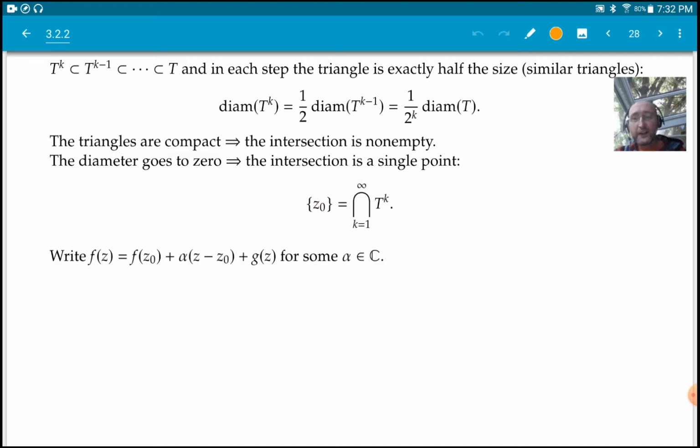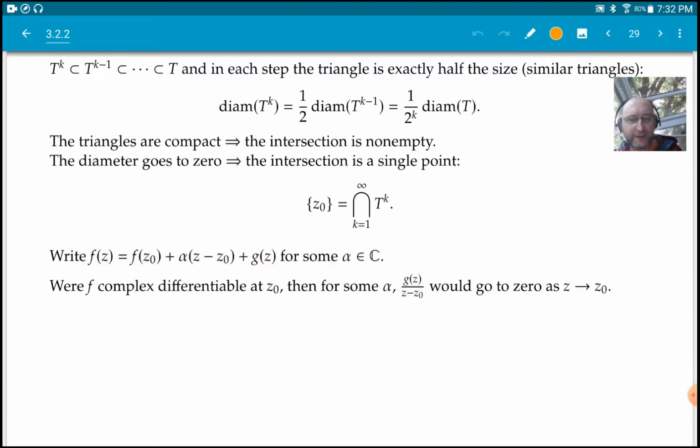All right. Now, let's write f, our function that we're interested in, as the value of the function at Z0, this fixed point, plus some linear term, plus some continuous function g. F is continuous, so g is continuous. Alpha is just some constant at this point, so we can always write it for any alpha. We just write this, g is some function that's just defined by that equation.